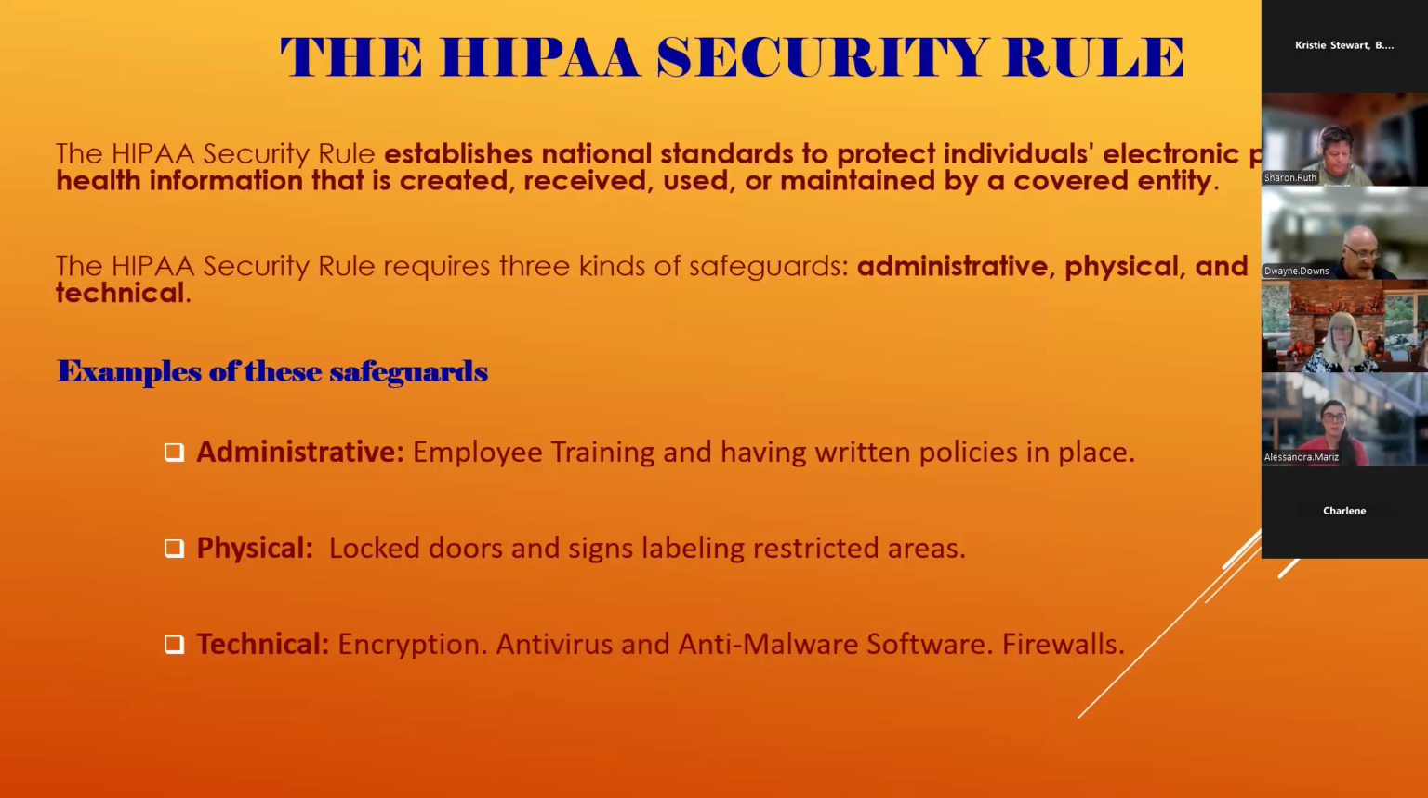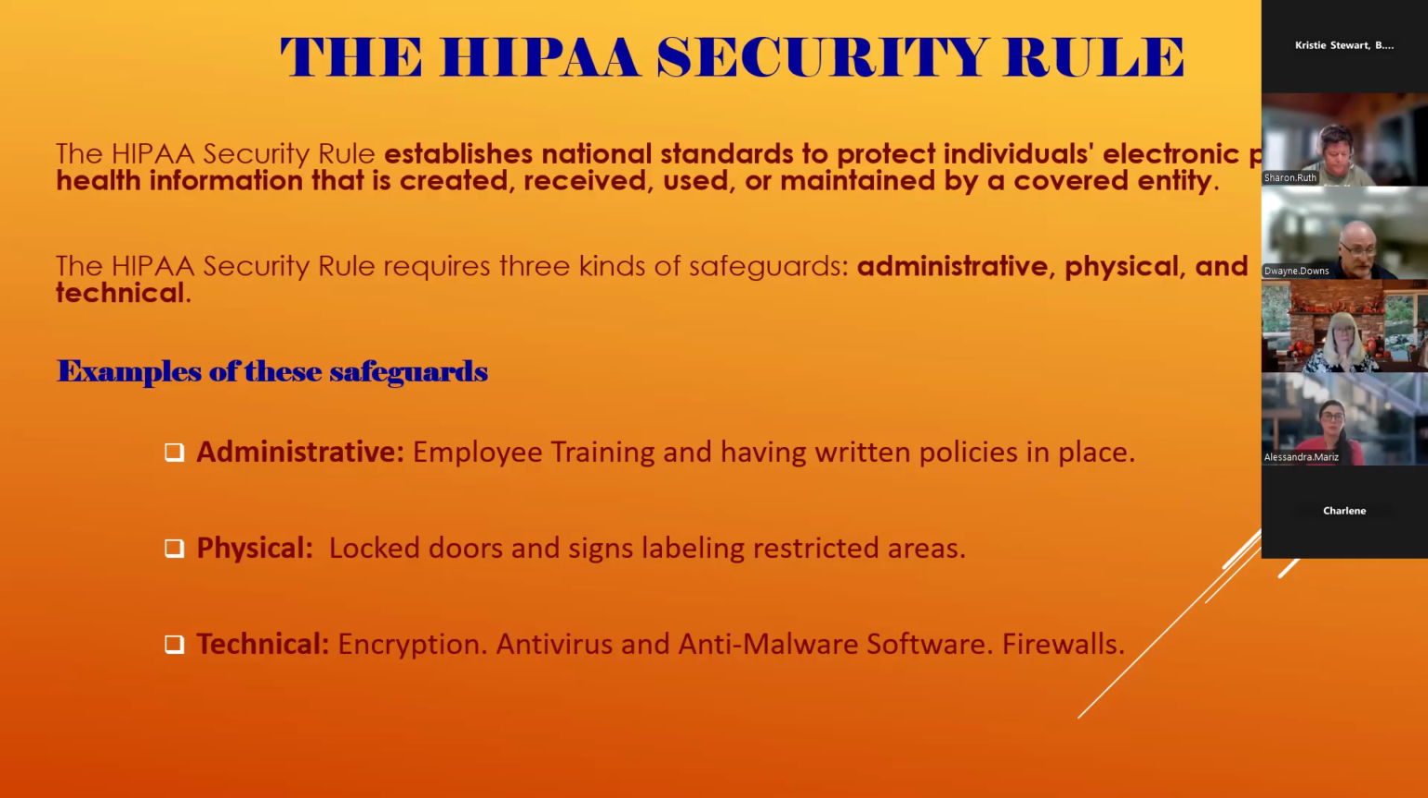One of the rules is the HIPAA Security Rule. This rule was enacted in 2005. It is essential for protecting the privacy and security of electronic health information. It requires covered entities, practices, and business associates to implement a variety of administrative, physical, and technical safeguards to prevent unauthorized access, use, disclosure, alteration, or destruction of electronic PHI.